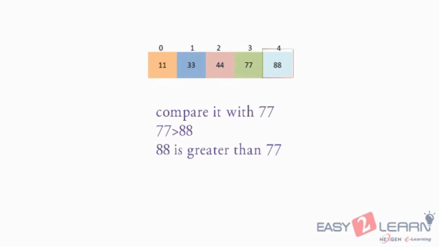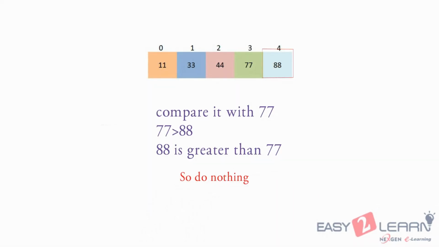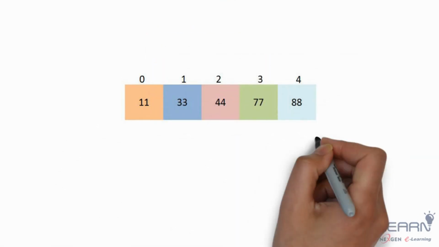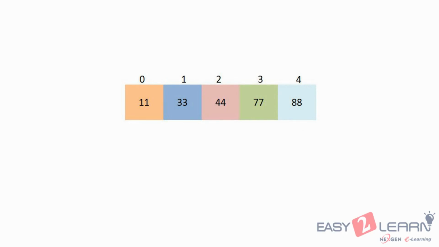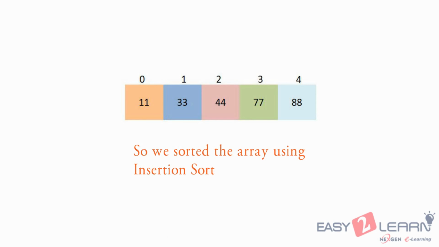So compare it with 77, and 77 is less than 88, and we need not swap. So the elements are sorted now by using insertion sort. That's it. Hope you understood this concept.